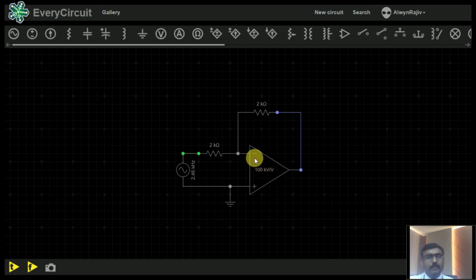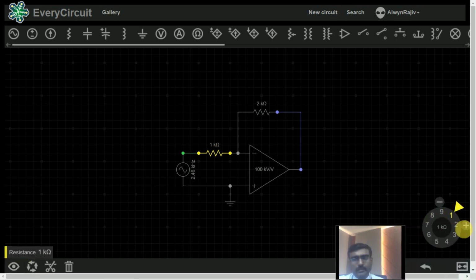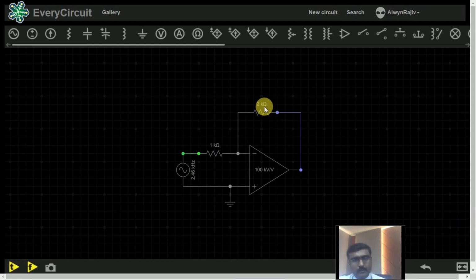The input is given to the inverting terminal of the operational amplifier. This is the feedback. Here I am going to use a 1 kilo ohm resistor, and the RF value becomes 2 kilo ohm. The input resistance value becomes 1 kilo ohm. What is the gain of the amplifier? Already you know the gain is equal to minus RF divided by R1. Here 2 kilo ohm, here 1 kilo ohm. The value becomes 2. That is, the gain becomes 2.